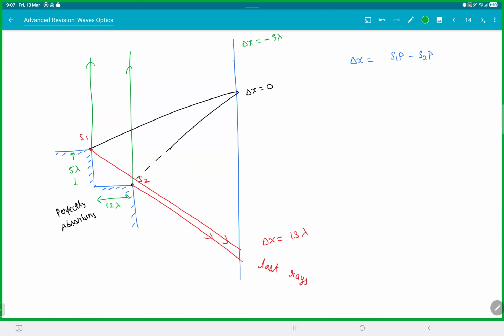So what are the numbers here? Somewhere you'll find minus 4, minus 3, minus 2, minus 1, 0, 1, 2, 3, 4, 5, 6, 7, 8, 9, 10, 11, 12, and 13. These are all the maximas. Is that making sense? And where are minimas? Minimas will be between them. Minus 4.5, minus 3.5, minus 2.5, minus 1.5, minus 0.5, plus 0.5, 1.5, 2.5, 3.5, all these are minimas.